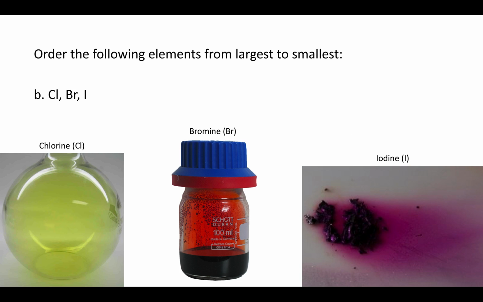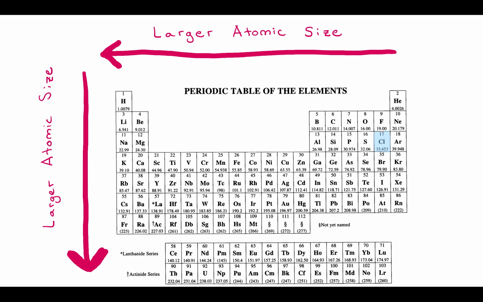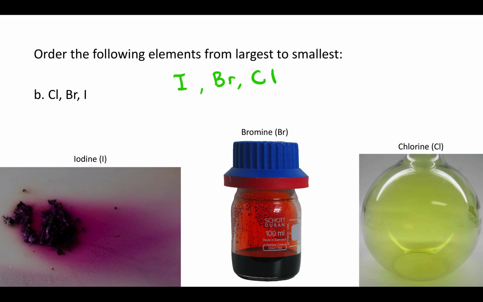How about chlorine, bromine, and iodine atoms? Ordering those from largest to smallest. So chlorine is here at the top right, bromine just below it, iodine just below that. Because iodine is the furthest down, it is made up of the largest atoms. Or an iodine atom is the largest atom of these. Because chlorine is the furthest up, it is the smallest of those atoms. So putting them from largest to smallest, first you have iodine, then bromine, then chlorine. That's the order of those atoms from largest to smallest.